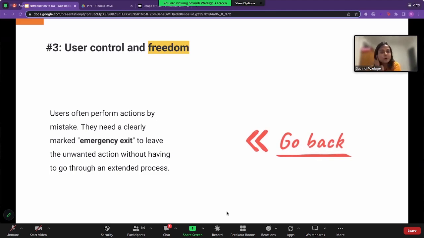And when we perform those actions and if it results in some undesired outcome, we get scared, we feel stupid again, right? So we don't want that for users. We always need to give them more freedom, and we want them to feel like they are safe when they are using our products. So we want them to be able to have control over their actions. So we need to give them more freedom with these emergency exits and back buttons, undo buttons and stuff like that, right?